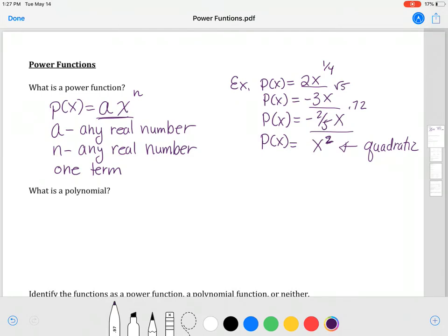In this case, this x squared is both. Notice I have a coefficient, even though I didn't write it in there, it's 1 times x squared. My coefficient is 1, which is a real number, and my exponent is 2, which is a real number, and it's one term. So this is also a power function.